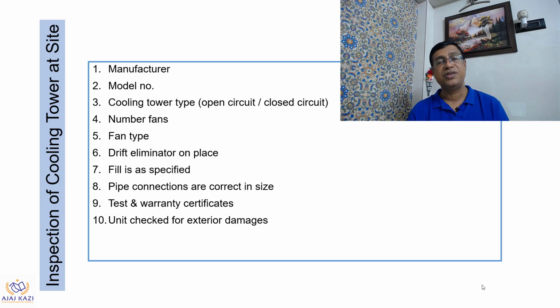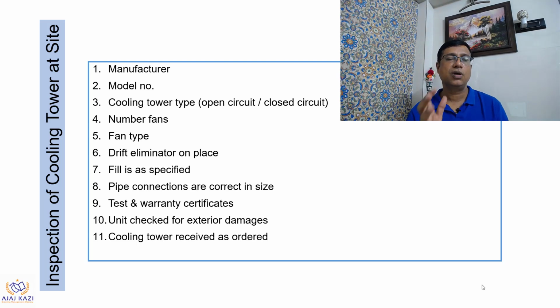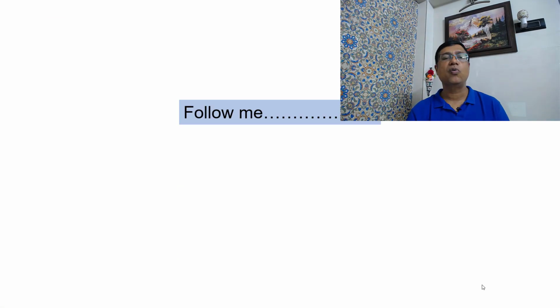Is there any damage, exterior damage for any of the part? Because when the cooling tower is delivered, it is delivered in knockdown condition. We must see first of all parts are there. We must go through the BOM, the delivery challan, and each and every component and their quantity, check it, and then check for exterior damage. This will give you a clarity or satisfaction that whatever we ordered is received at site. So this is all about cooling tower.